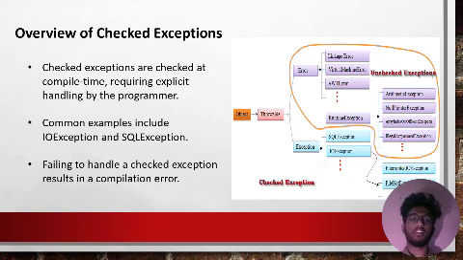These are some of the checked exceptions. Common examples include IOException and SQLException. Failing to handle a checked exception results in a compilation error. If the code is not working properly, then it will raise an error.